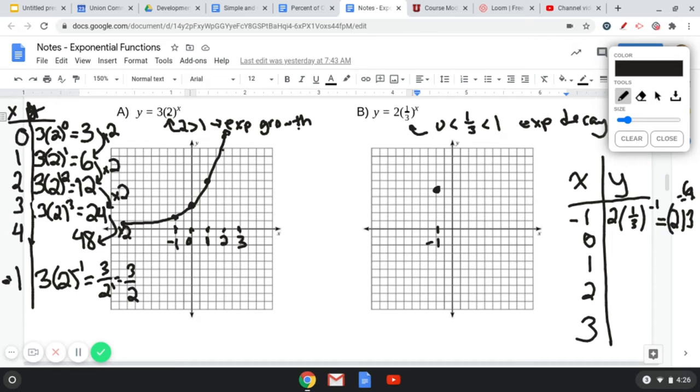How about when x is 0? This is 2 times 1/3 to the 0 power, which is, anything to the 0 power is 1, so this is just 2. Oh, excuse me. Nope, when x is 0, we're at 2. All right, how about when x is 1? So we just have 2 times 1/3 to the first power. This is 2 times 1/3, which is 2/3.